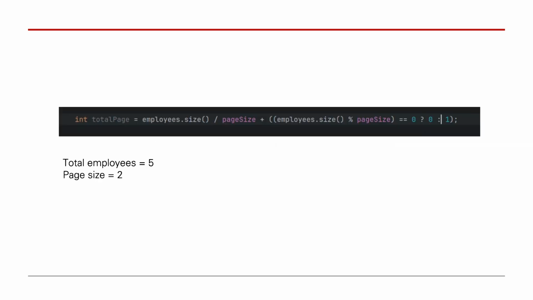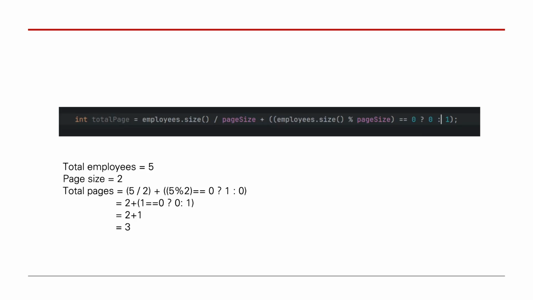Now, let's see how this works with the calculations. We have 5 employees and a page size of 2. Divide the total number of employees, 5, by the page size, 2. 5 divided by 2 equals 2 with a remainder of 1. Since we have a remainder, we need 1 more page to display the remaining employee. So, we add 1 to the total pages, giving us 3 pages.